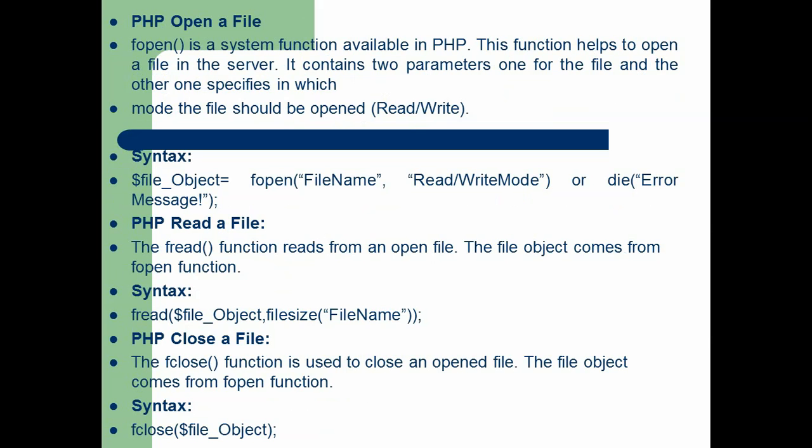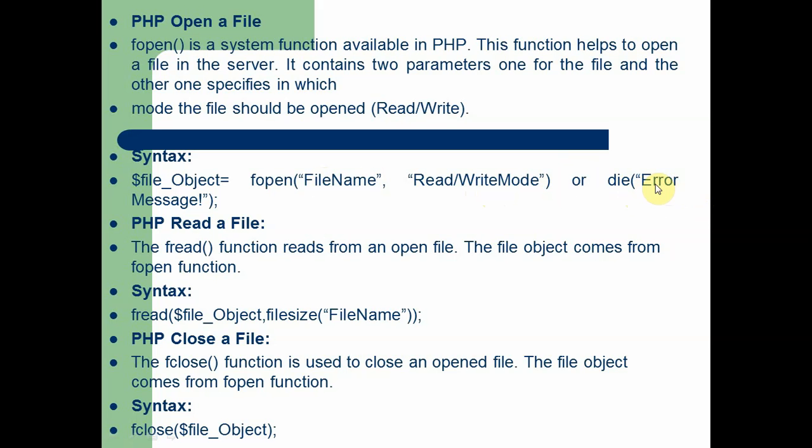So the first operation is file open. The function for opening a file is fopen. Next, how we can use the file open function: it contains two attributes. One, we should mention the file name. After that, we should mention the read or write mode. It can be written like r or w. After that, we can use a third attribute called die. If there is no file with the file name mentioned here, then it will show an error message. This message can be given here. So this is the first method, fopen, the file open method.